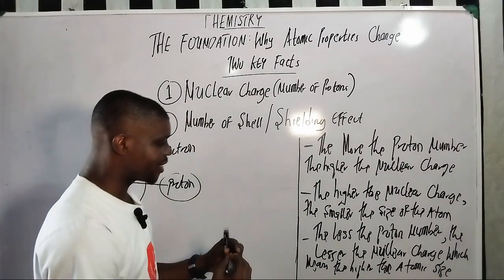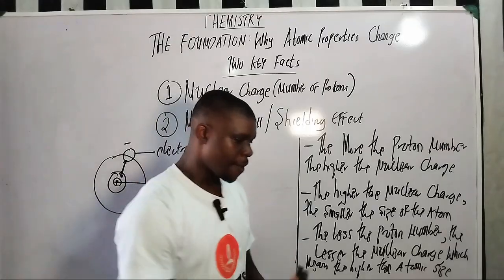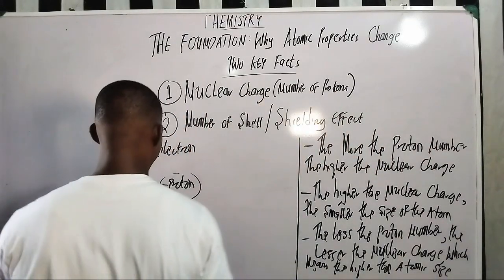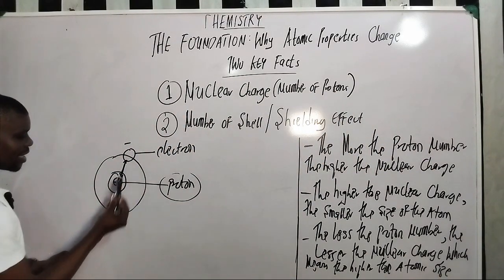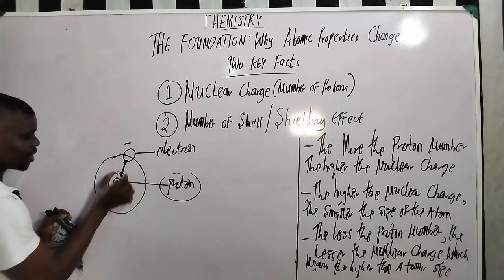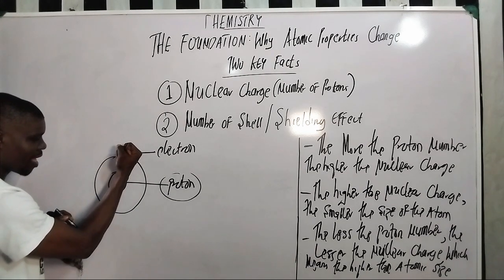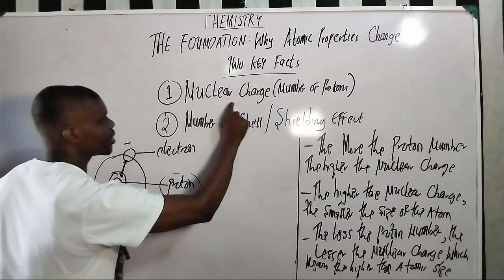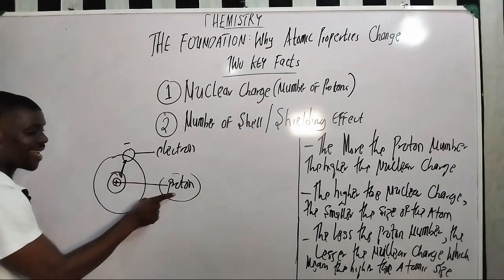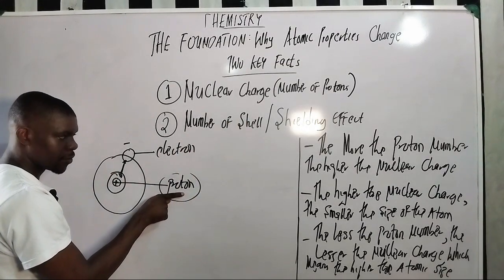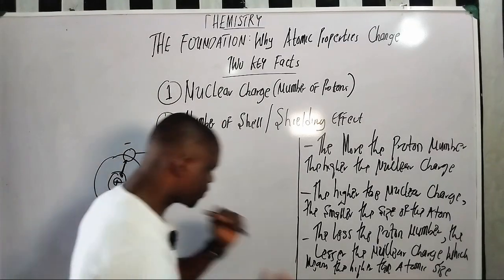So please, these are things you need to put down inside your notes very well. Let me explain it again. Remember I told you that there's always an attracting force by which the nucleus pulls the electron. That force is called nuclear charge, and what controls the nuclear charge is the proton number.